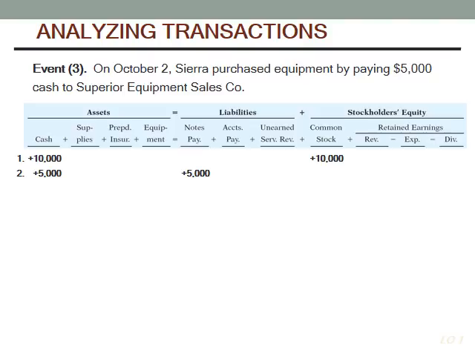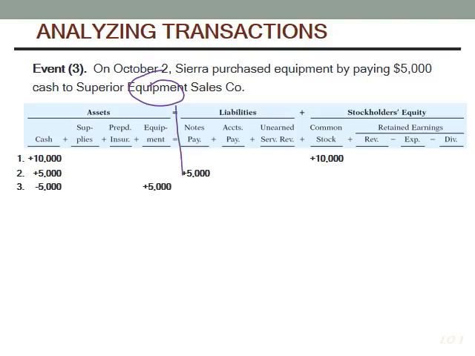Transaction 3. On October 2nd, Sierra purchased equipment by paying $5,000 cash. Now, I always like to focus on cash because cash will be affected in most transactions for this class. So cash went down. Okay, so we'll see a decrease in cash, but what else happened? We bought equipment. Equipment is an asset, so equipment went up.